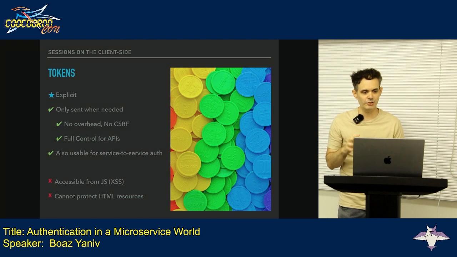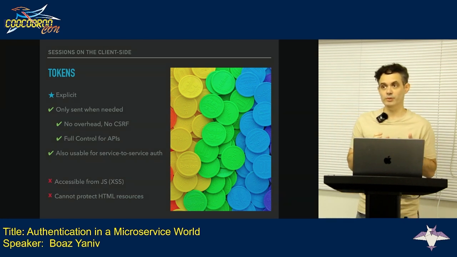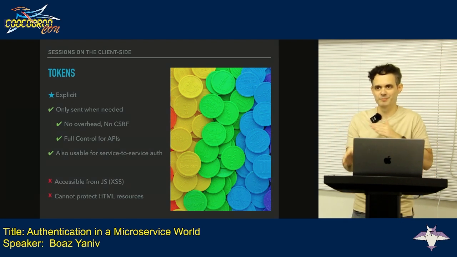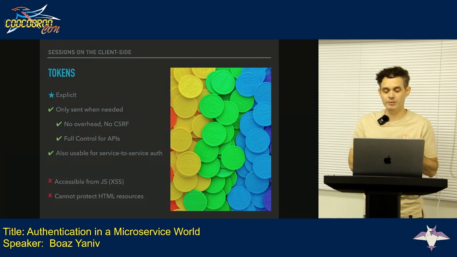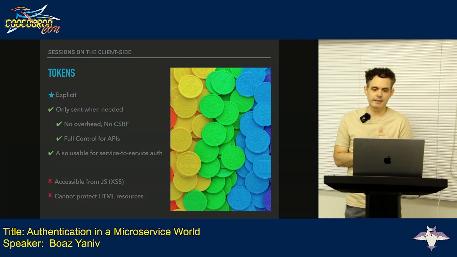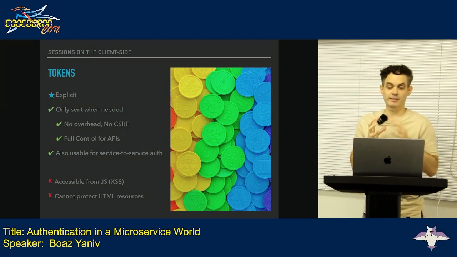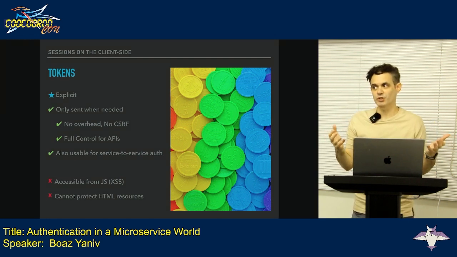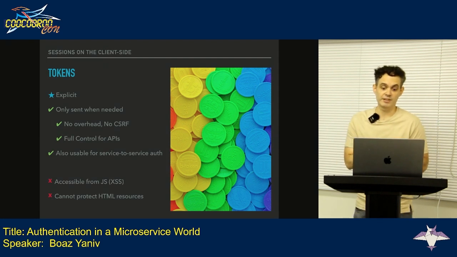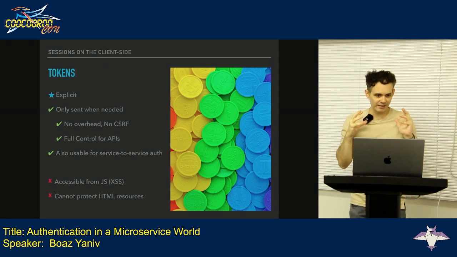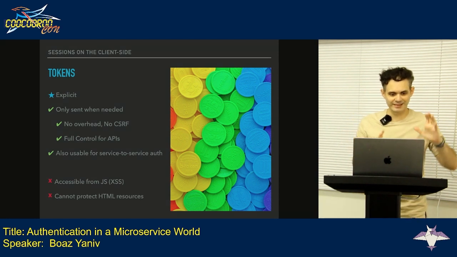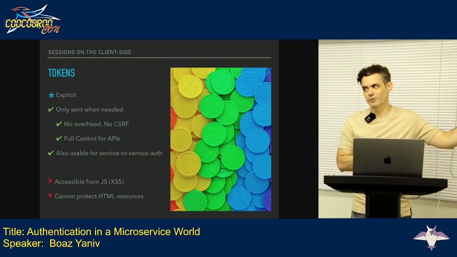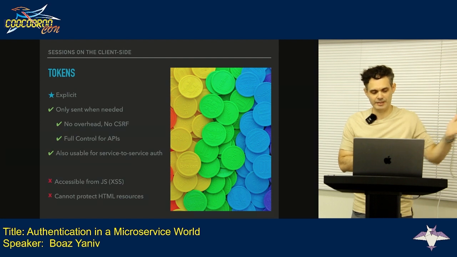The main issue that we have with tokens on the browser, where you can choose between them and cookies, is that they are not safe against XSS, right? They must be accessible from JavaScript because we need to send them explicitly in a request. And that means that they are less secure than cookies, which we can set to HTTP only in these cases.